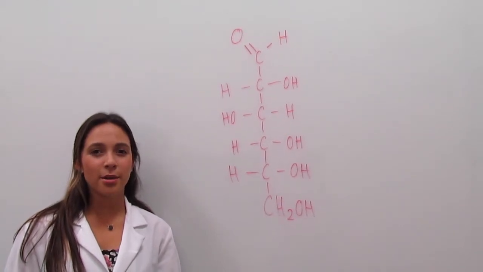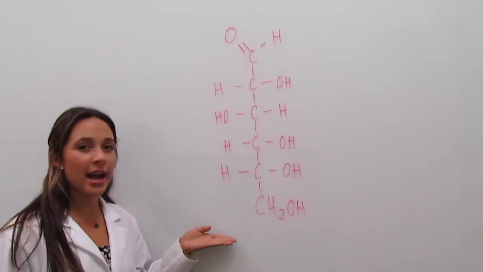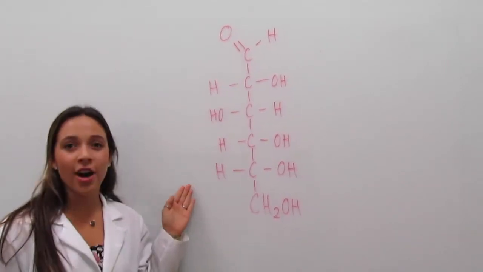Glucose is a 6-carbon sugar, and this is what it looks like. It consists of 6 carbon atoms and the bonding of oxygen and hydrogen. The first step of glycolysis is adding 2 phosphates to the glucose molecule. This uses up 2 ATP molecules.